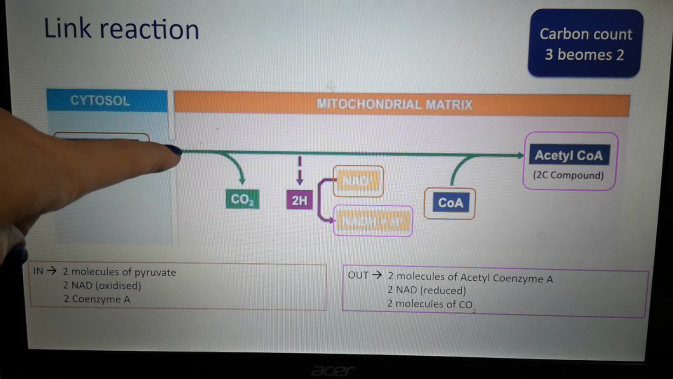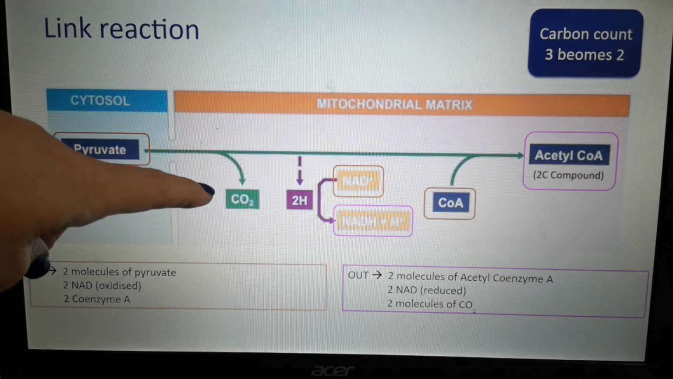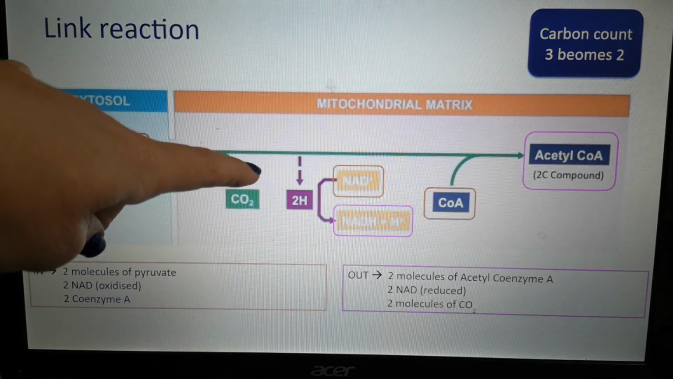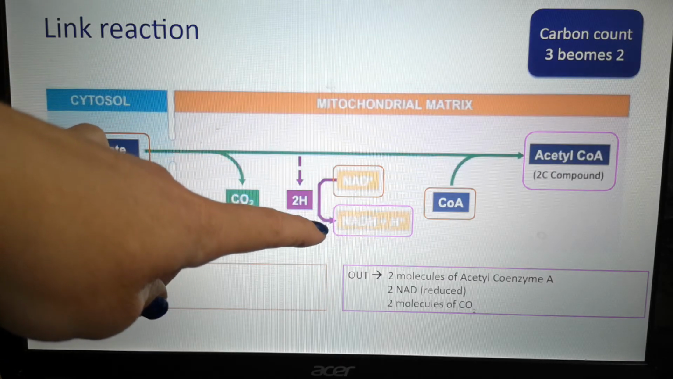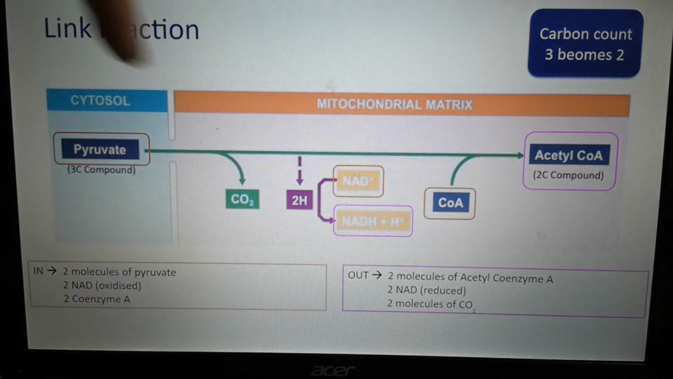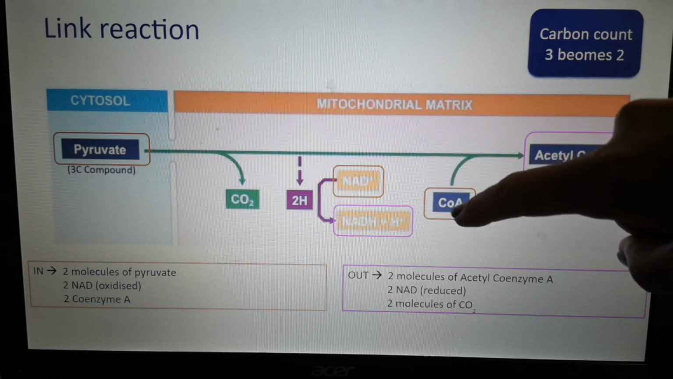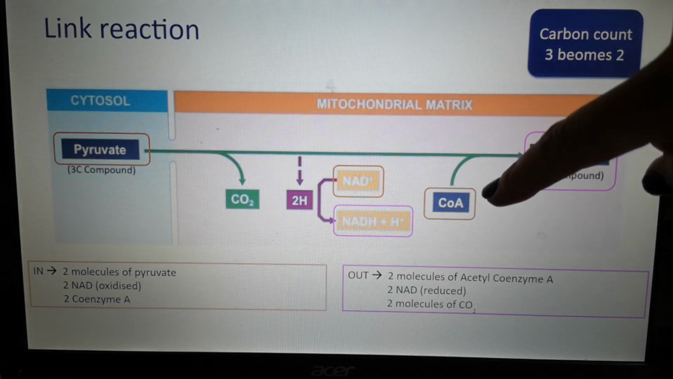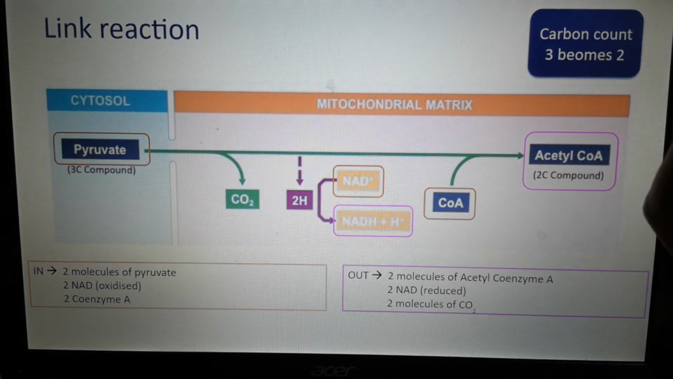That pyruvate, after it's been decarboxylated, is then oxidized, which leads to the production of reduced NAD. At this point, the acetyl, which is produced by the decarboxylation and the oxidation of pyruvate, is attached to a coenzyme called coenzyme A, and this forms the 2-carbon compound acetyl-CoA. So if you remember back at the beginning, I said we need to count carbons. Well, here we go. Our 3 carbons becomes 2.